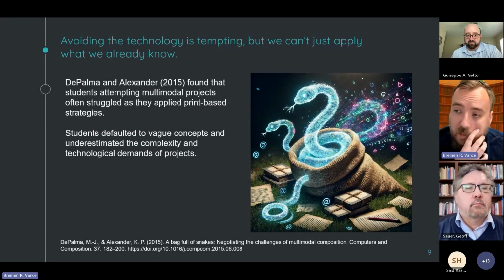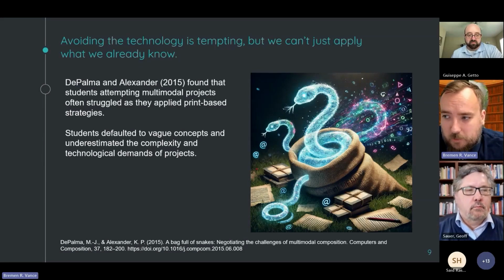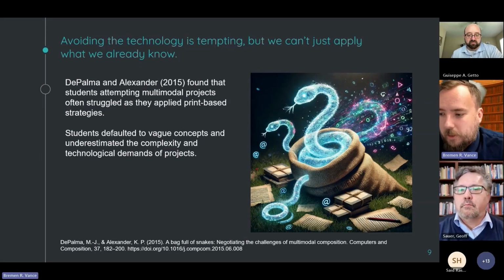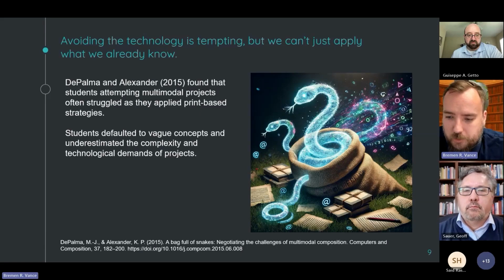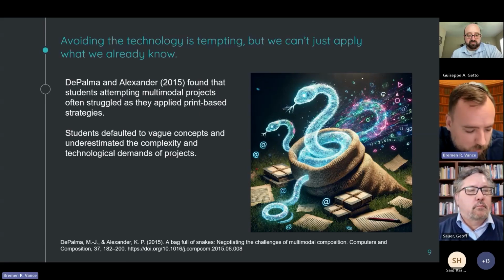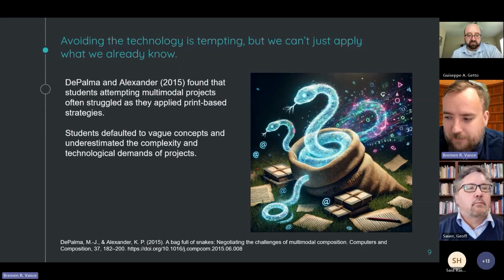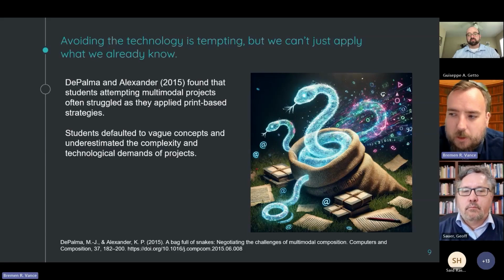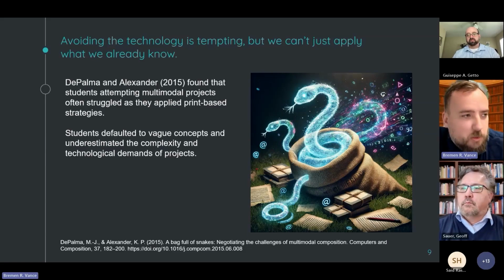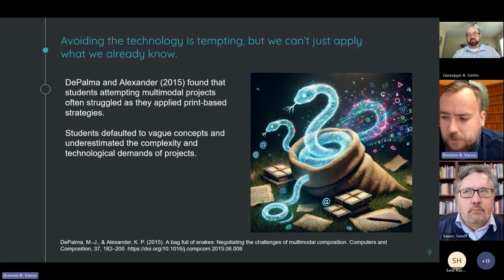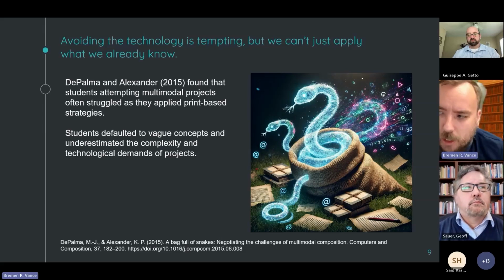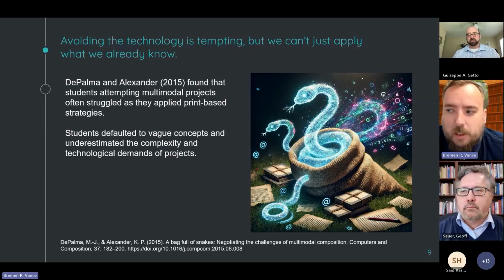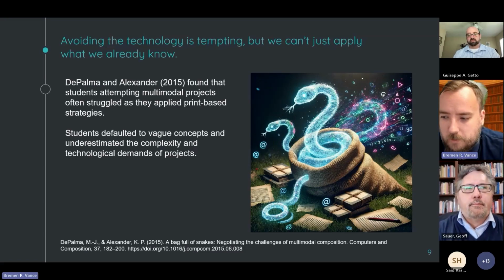do some work. In 2015, De Palma and Alexander did a study in which one of their students, they quoted, said that working with their multimodal project was like a bag full of snakes, and that became the title of their article. They found that students who are attempting multimodal projects that integrate a wide range of media, not just text, in their writing classrooms, often struggled because they were applying what they called print-based strategies. They were applying traditional logics of rhetoric and writing.